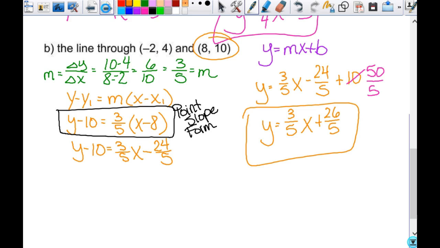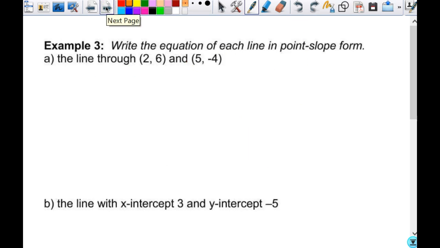Okay, so let's do another one. It says write the equation of each line in point slope form. Okay, point slope form. That means y minus y1 equals m times x minus x1. So I have to have a point and the slope. I have 2 points. I don't have a slope. Can I find the slope? Yes, we should totally be capable of that.